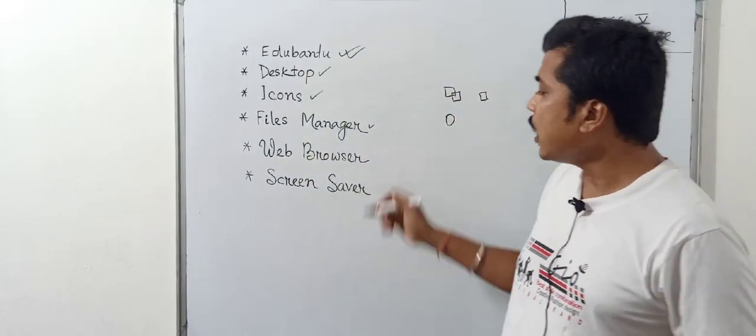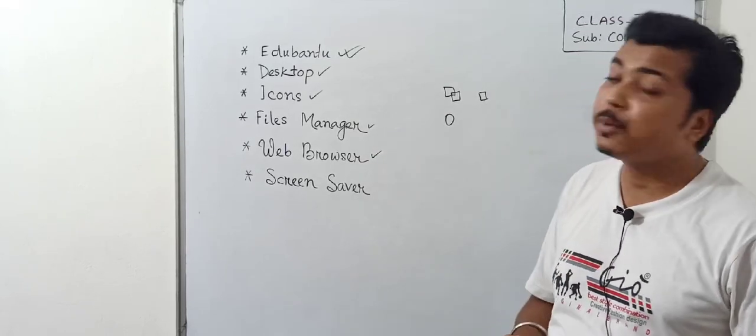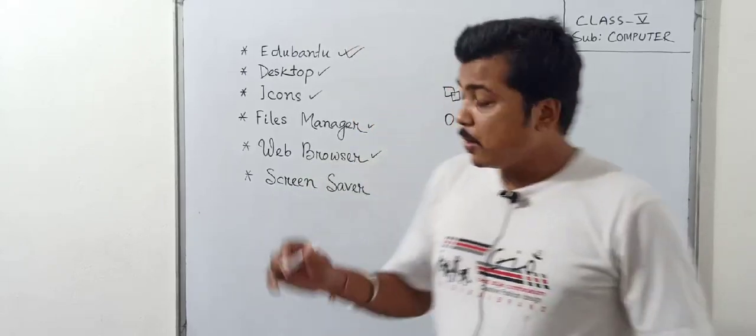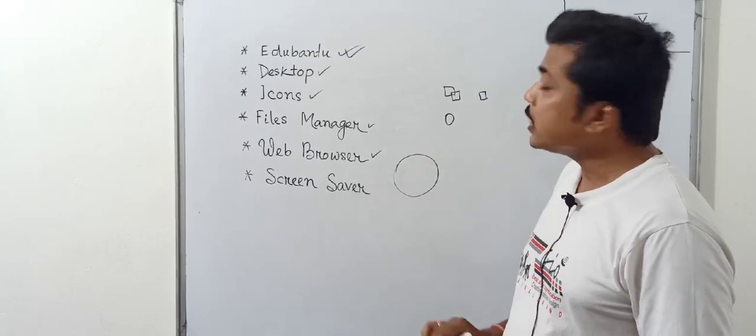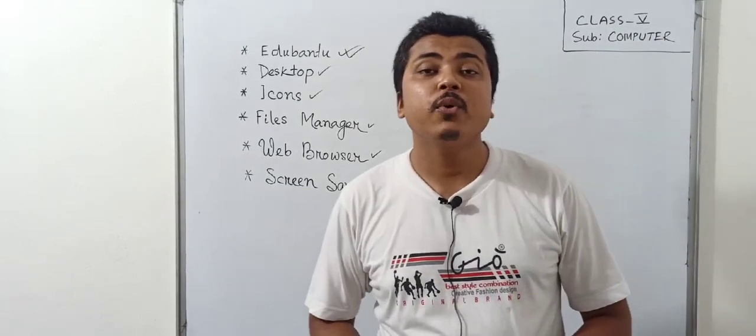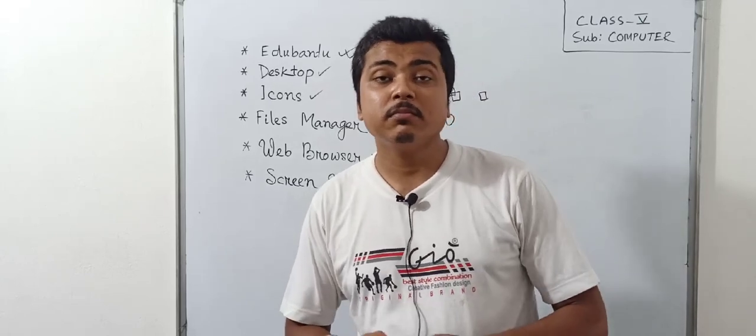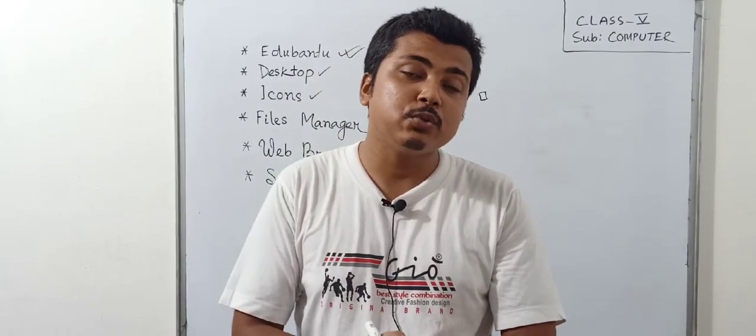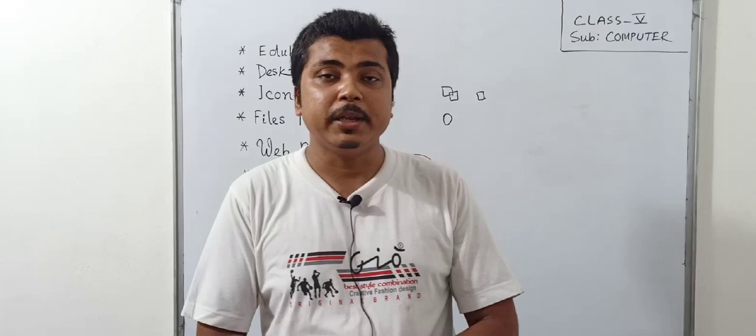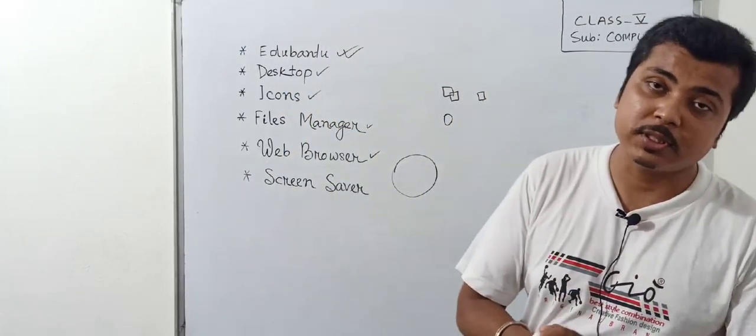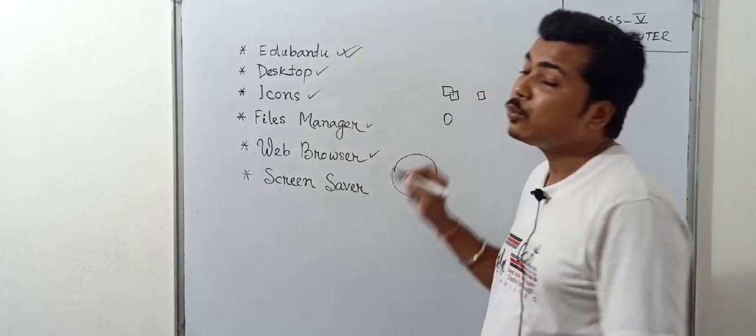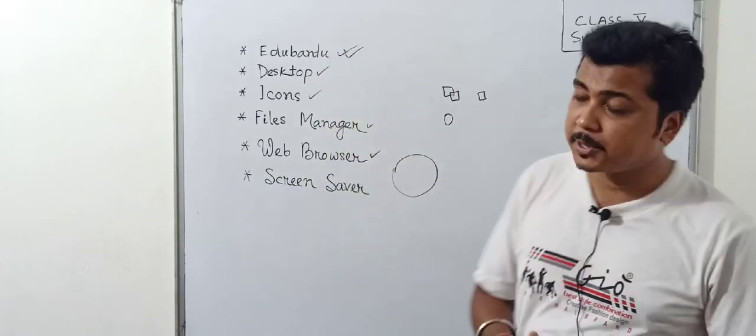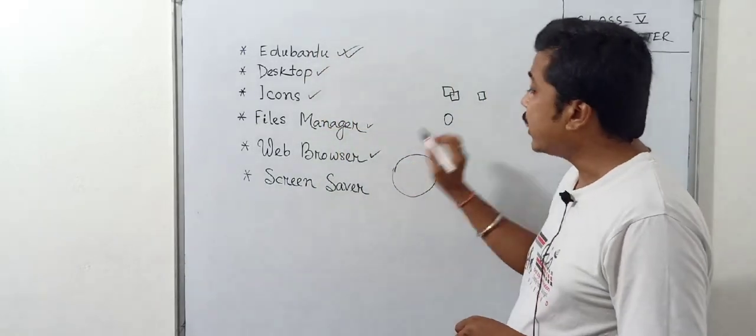Now next comes web browser. What is a web browser? It is an application that is used to surf the web. Surf the web means, when we use the internet, what do we do? Suppose you need to open a YouTube page. Where will you open it? We will open it in the web browser. If the web browser is not present, we cannot open any link or website. So you can see the name of the web browser.